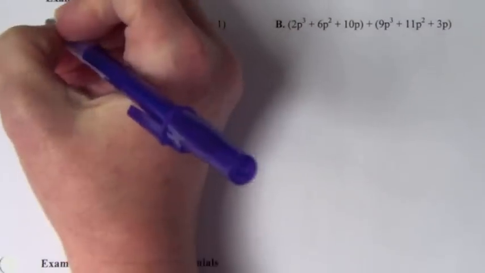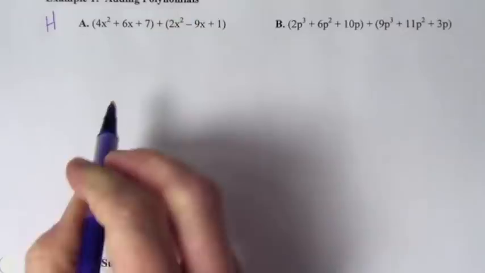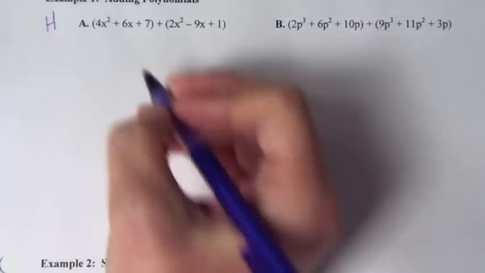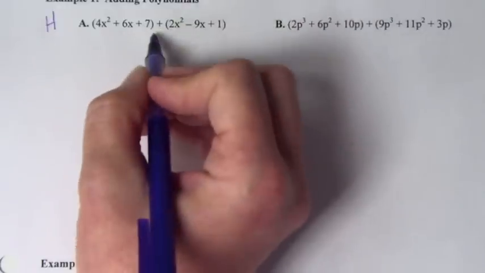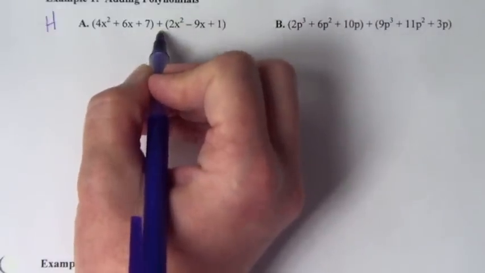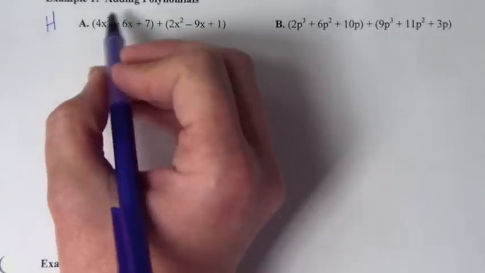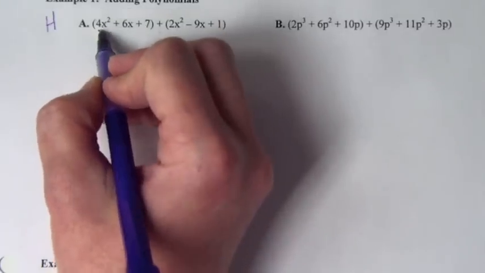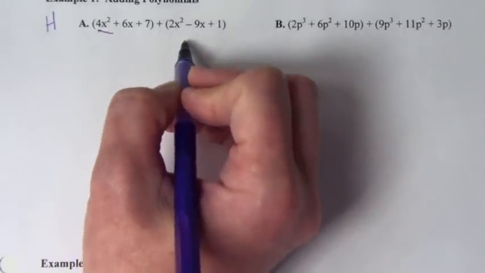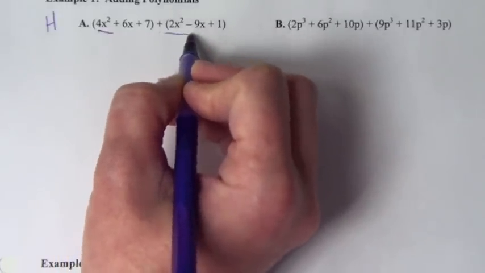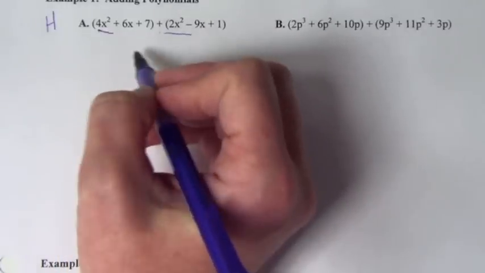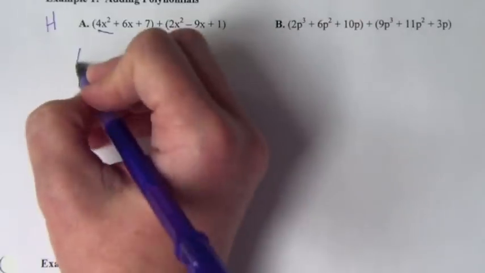Right here we're going to try doing it horizontally. That means we want to look at this. This is separated by addition, okay? We want to basically combine our like terms. We did a little bit of this yesterday. We take 4x squared and combine it with 2x squared. So 4x squared plus 2x squared gives us 6x squared.